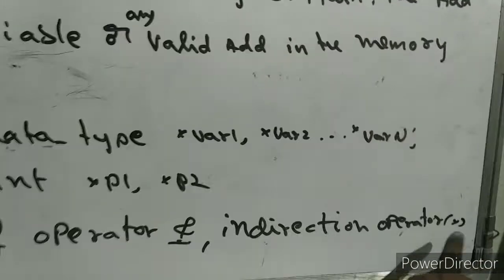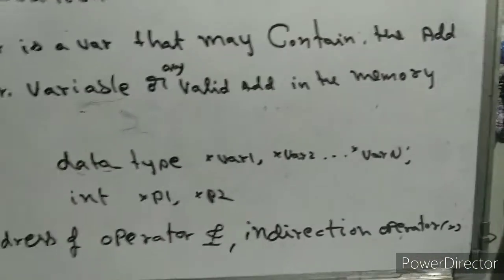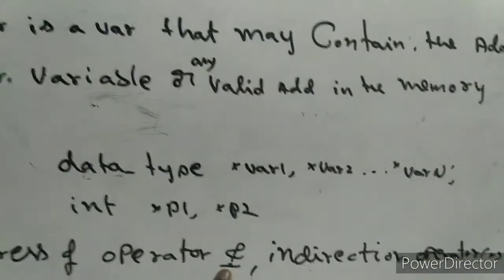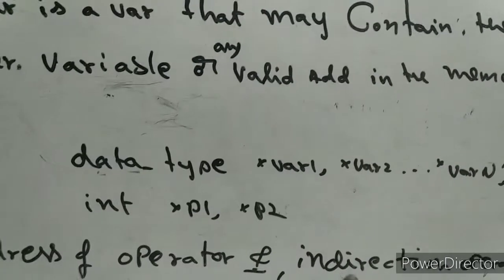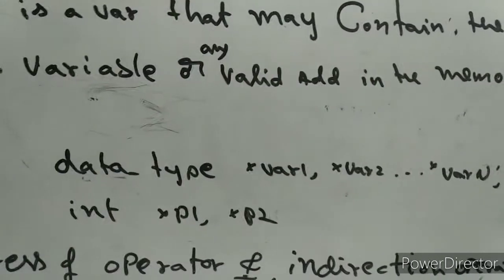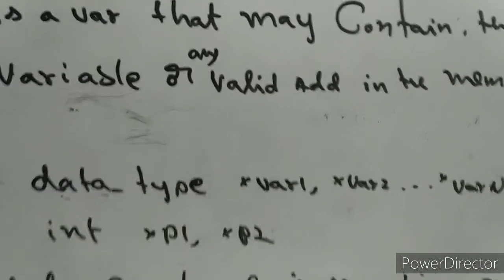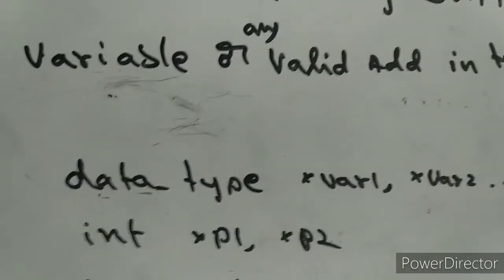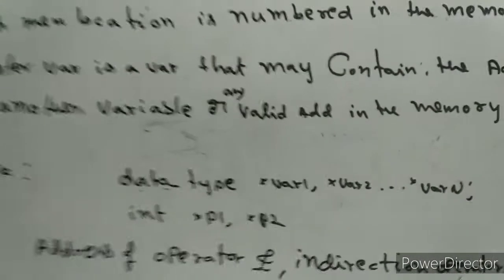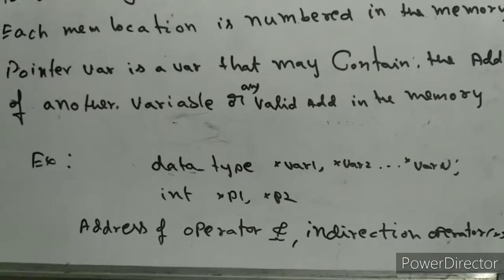This is the indirection operator, which is the star. It returns the value pointed to by the operand. And the ampersand returns the address of the operand. This is the definition of pointers.